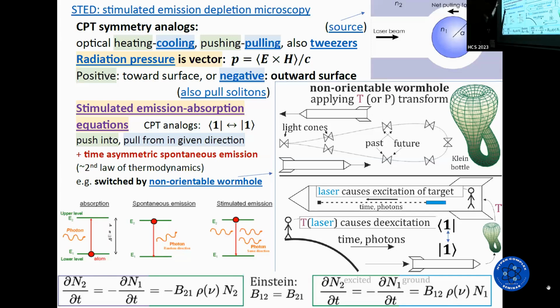Also, naively laser heating, but there is also laser cooling. Naively light is pushing, but there are also many approaches to laser cooling. There is also negative radiation pressure, because it works very similarly to hydrodynamics. The pressure is a vector, so if it's toward the surface it's positive, but if it's outward, it's negative. So there is no problem with having negative radiation pressure.